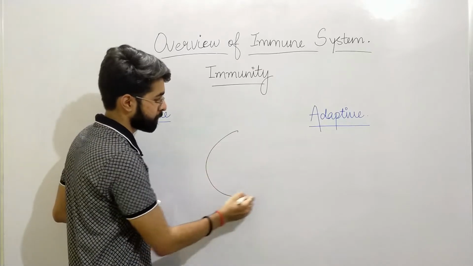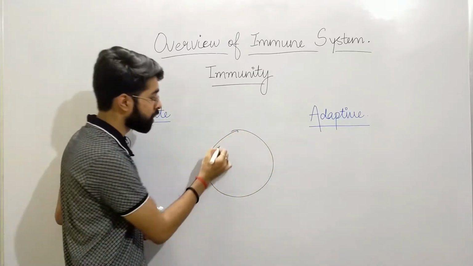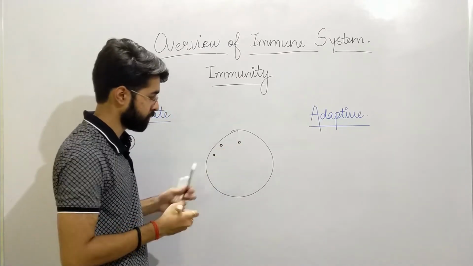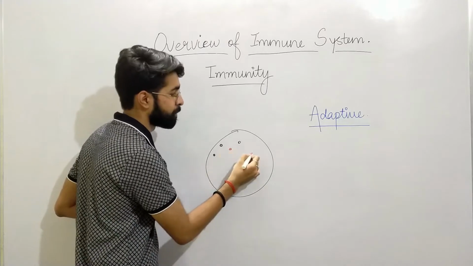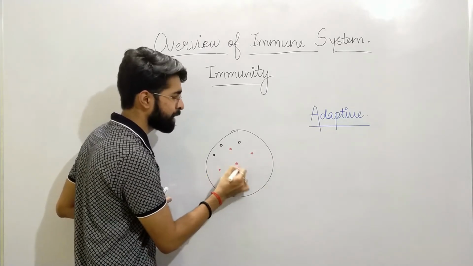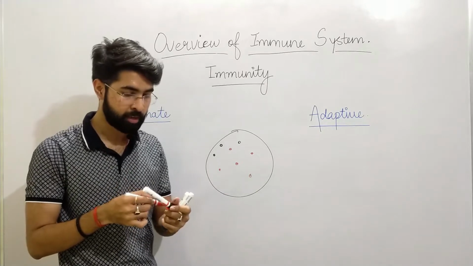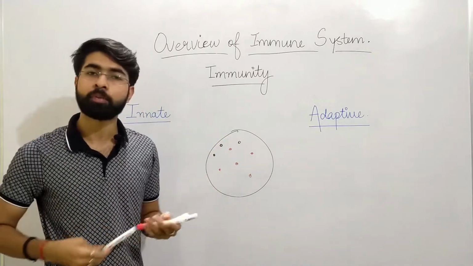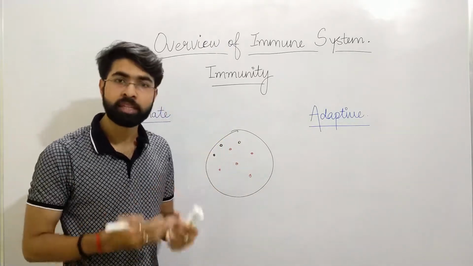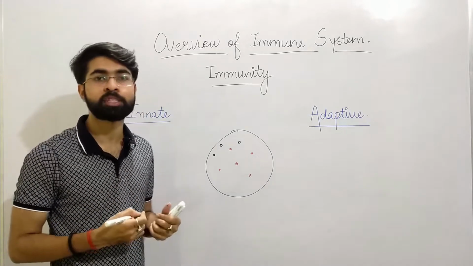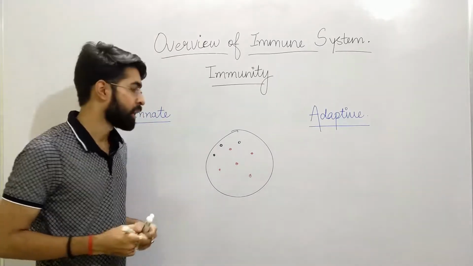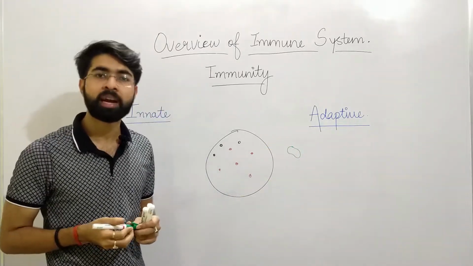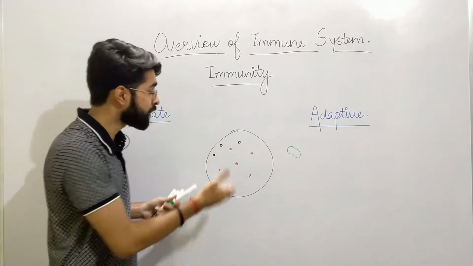Suppose this is our body, and in our body there are a lot of immune cells of different types. They can be dendritic cells, macrophages, and n number of cells that we'll be discussing later in the chapter. These are the cells of the immune system that prepare our immunity. And suppose, for example, this green color I am showing is a bacteria, or any pathogen that tries to enter our body.